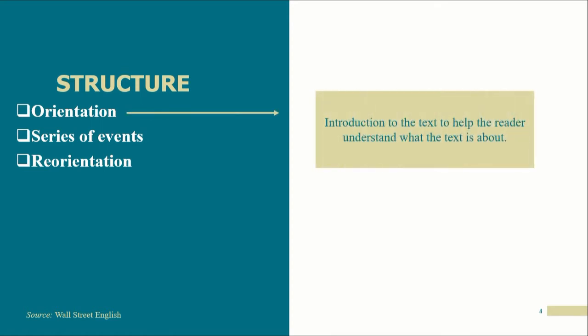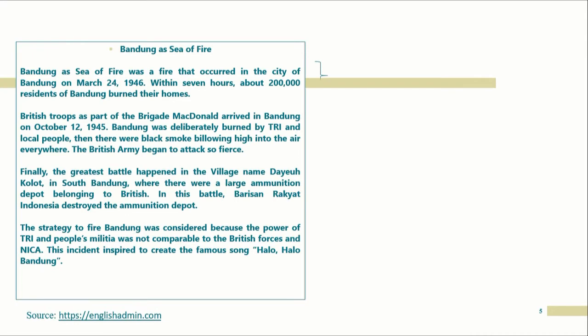Then, what is orientation? Here, orientation is the introductory part of the text to help the reader understand what the text is about. It gives the readers the background information such as who was involved, what happened, where it happened, and when it happened. Orientation usually is in the first paragraph. Here is the example. We can see in the orientation part, it is stating what happened, the participant or who was involved, and also the time, place, setting.